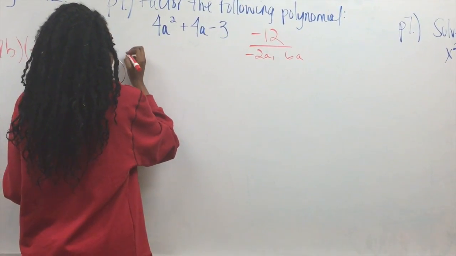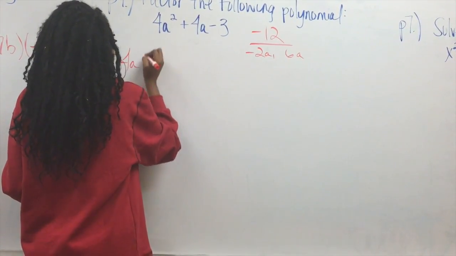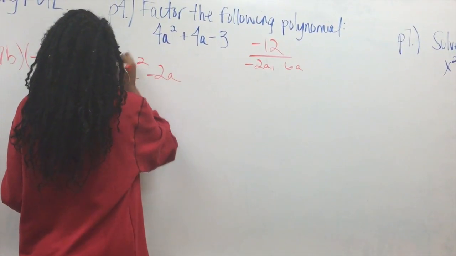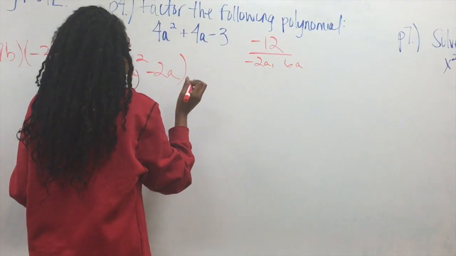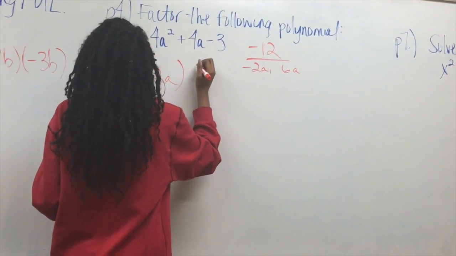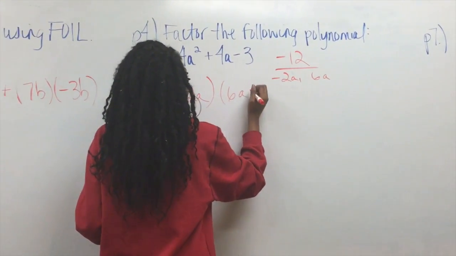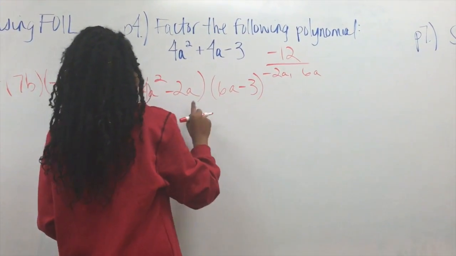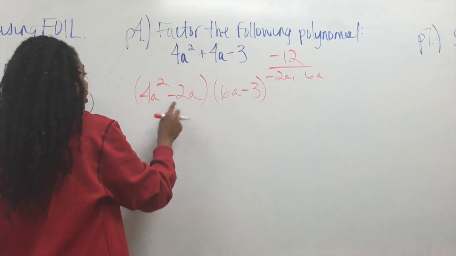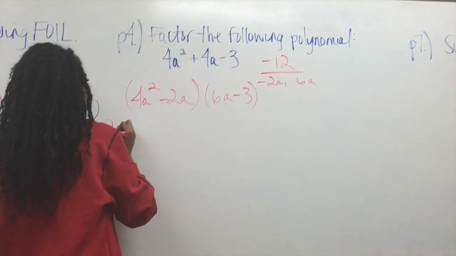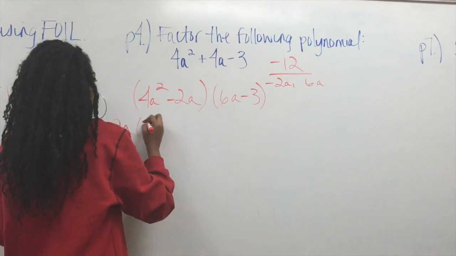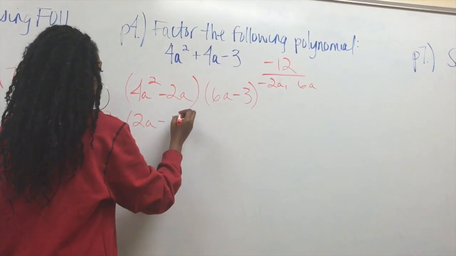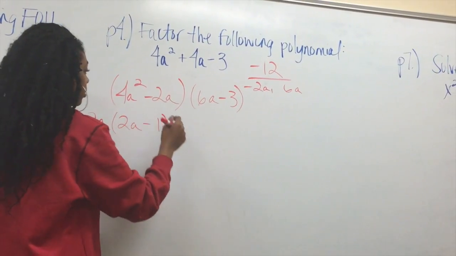So we're going to rewrite the problem as 4a squared minus 2a. We're going to group that together. And we have 6a minus 3. So we're going to factor these two parentheses out. And here we're going to have 2a on the outside. And we're going to have 2a on the inside to equal 4a squared. And we're going to have negative 1 here to equal negative 2a.